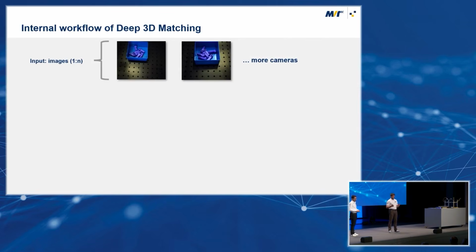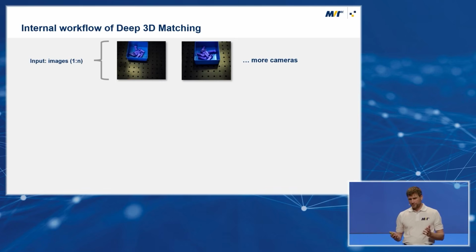So after seeing all the other approaches and how deep 3D matching is different, let's go through the inner workflow, and I want to give you some insights into how the system works. First, we have input images. It could be one, but we do not recommend that because of accuracy. So 1 until n would work. We recommend 2 or more. That's the input.